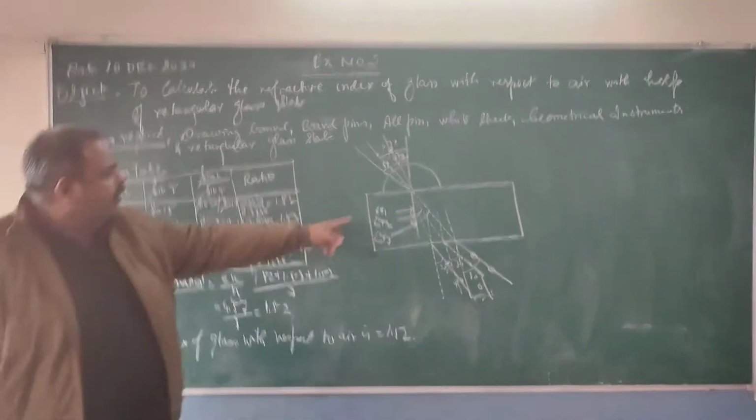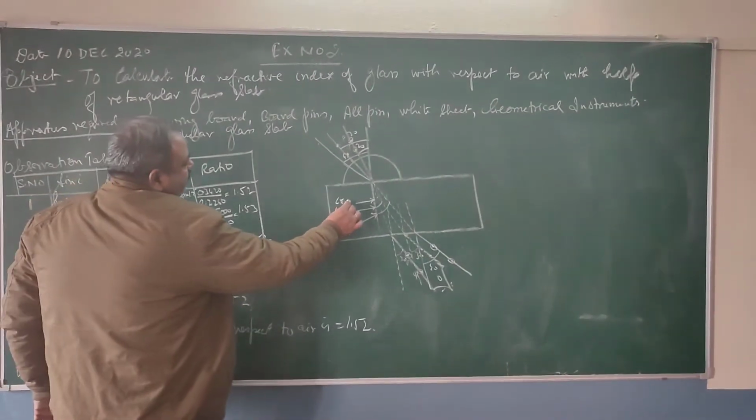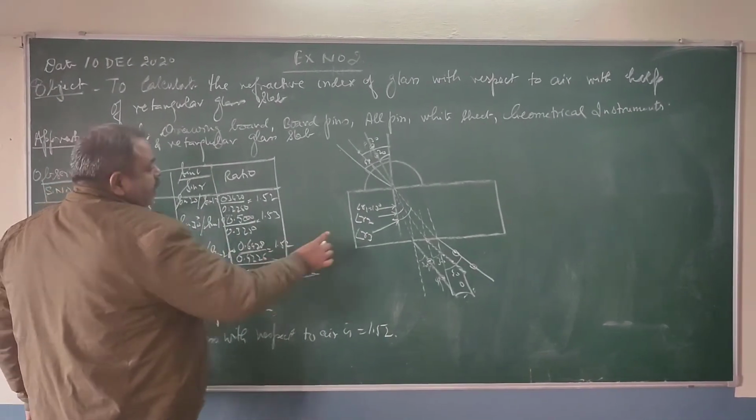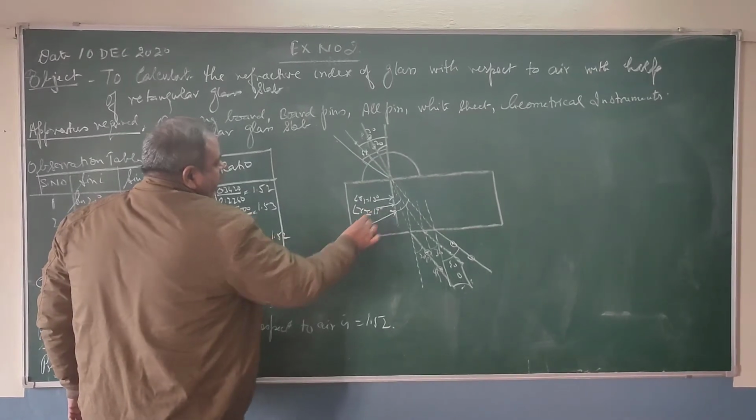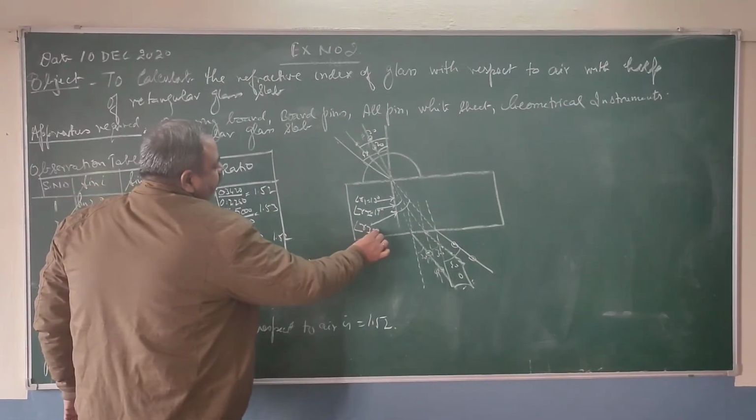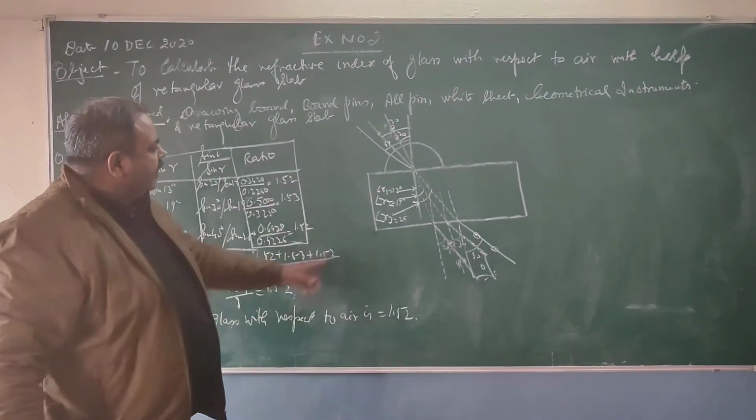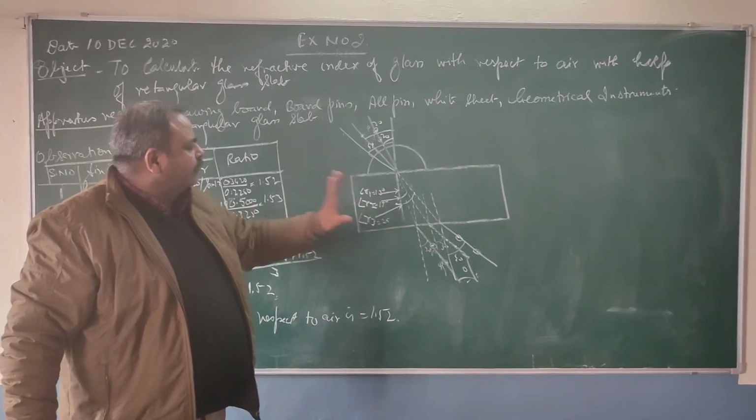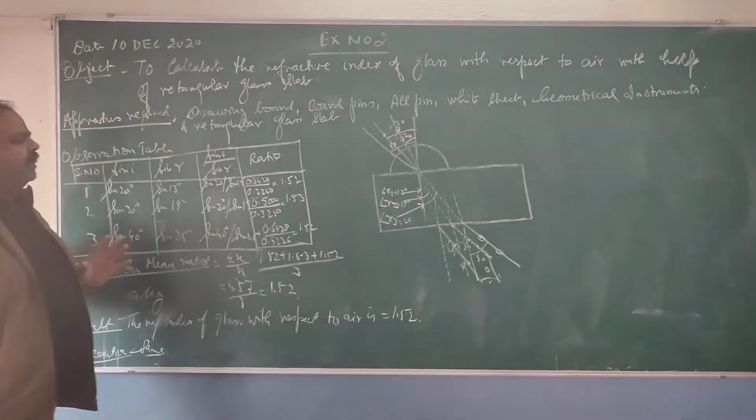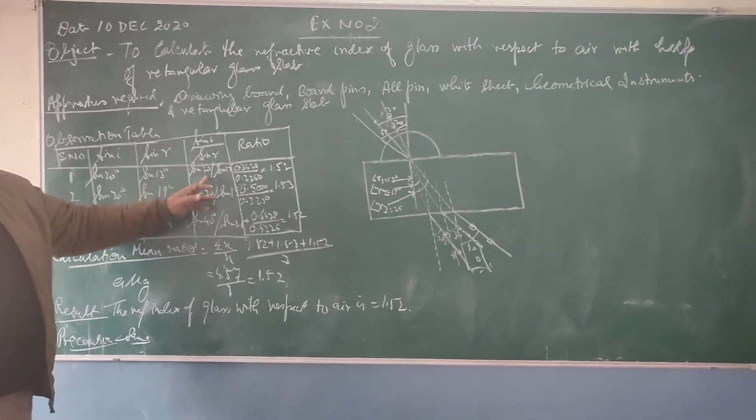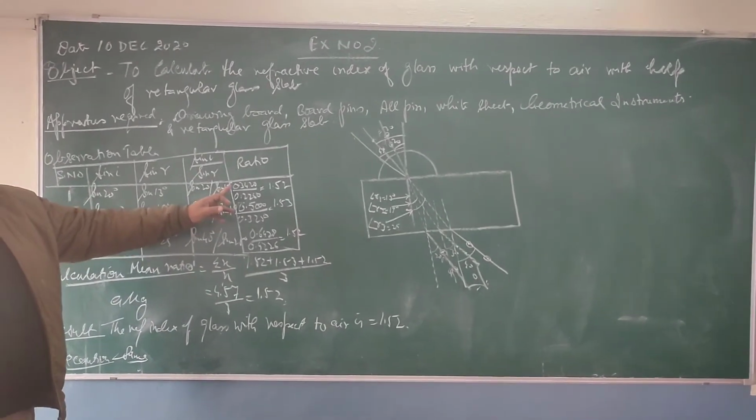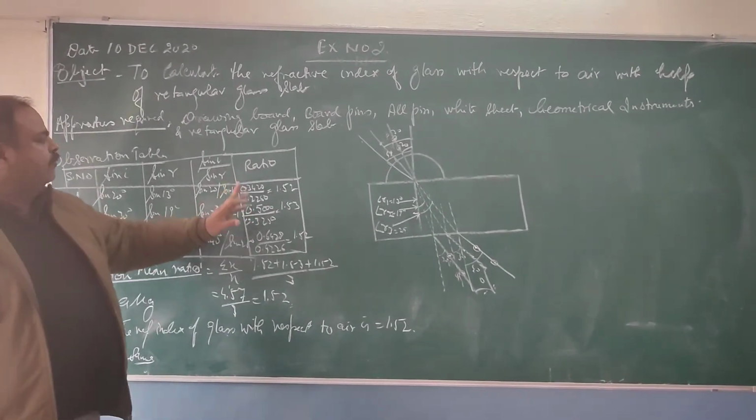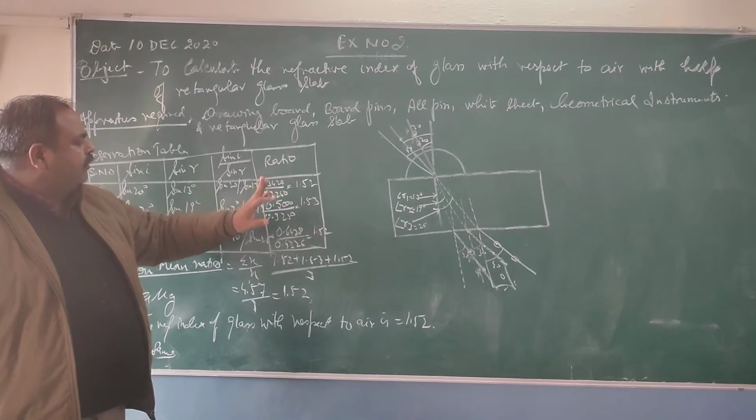Now sin R I have calculated. R1 was found to be 13 degrees, R2 19 degrees, and R3 was found to be 25 degrees. Refracted angle: first case 20 with 13, second case 19, and third case was found to be 25 degrees. From the mathematical table, I have calculated the ratio of sin i upon sin r. From the table, sin 20 is equal to 0.3420 upon sin 13, 0.2250. The ratio I calculated was found to be 1.52.